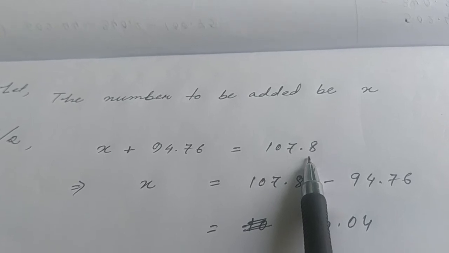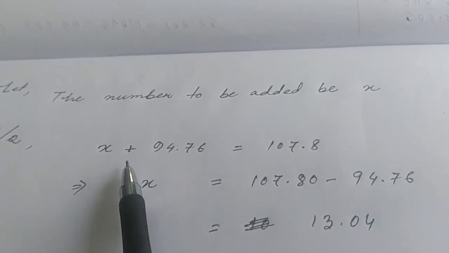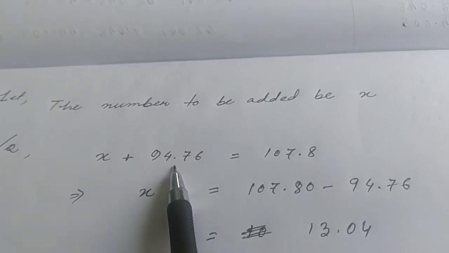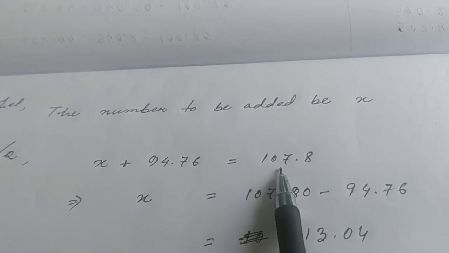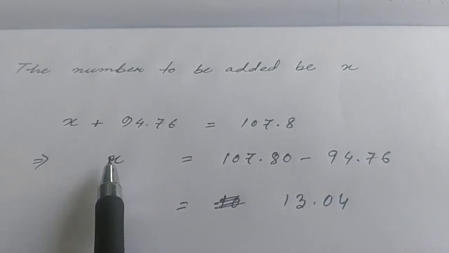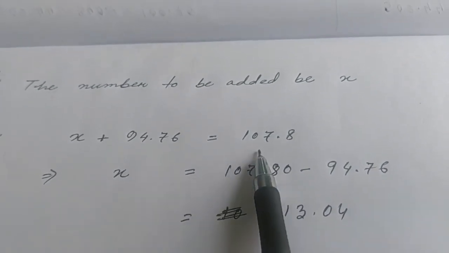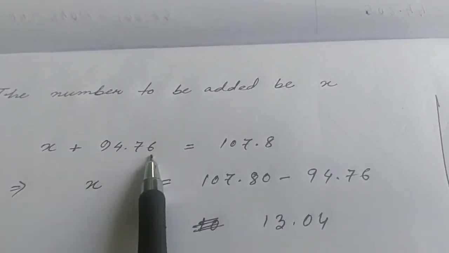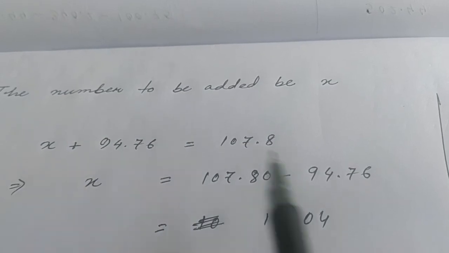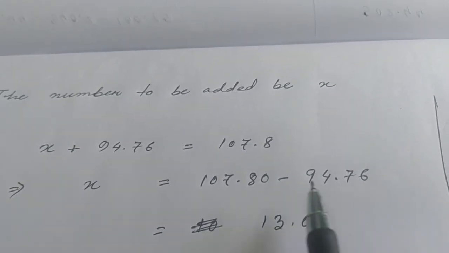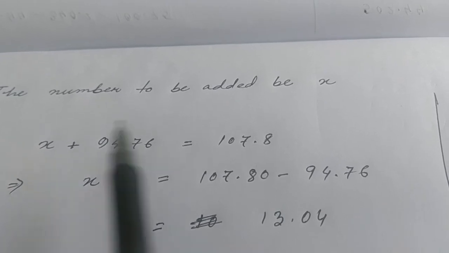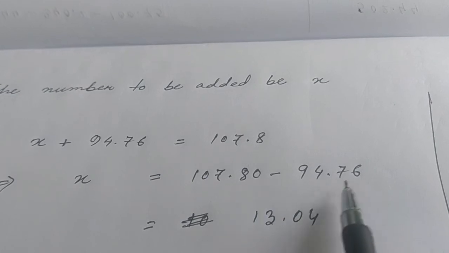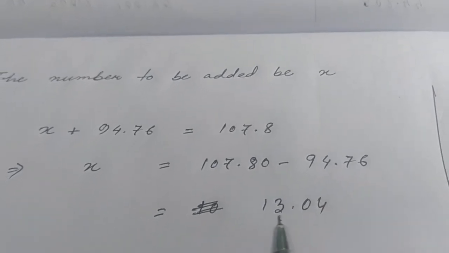That means x needs to be added to 94.76 to get 107.8. So x is equal to what? 107.8 is on the right hand side. If you bring this 94.76 from the left hand side to the right hand side, it will be subtracted. Plus here becomes minus on this side. So 107.80 minus 94.76, you get 13.04.